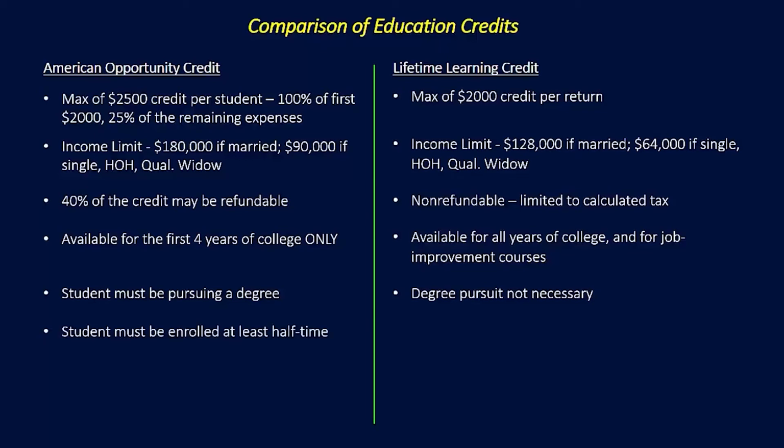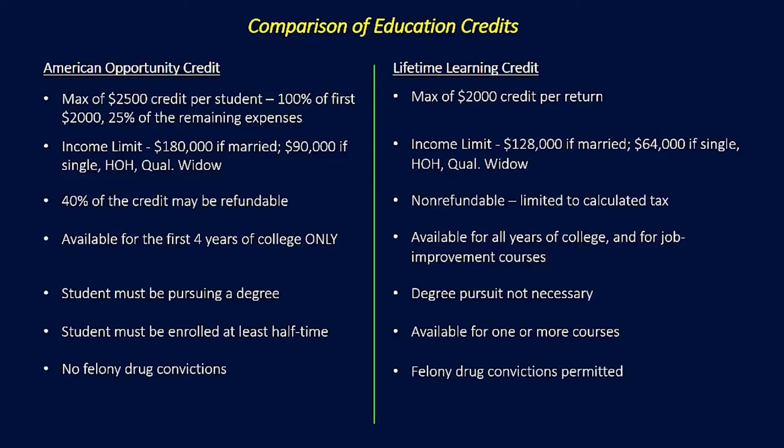The student must be enrolled at least half-time for the American Opportunity Credit. The Lifetime Learning Credit is available for one or more courses. The American Opportunity Credit, to qualify, you can have no felony drug convictions. Felony drug convictions will be permitted to qualify for the Lifetime Learning Credit.